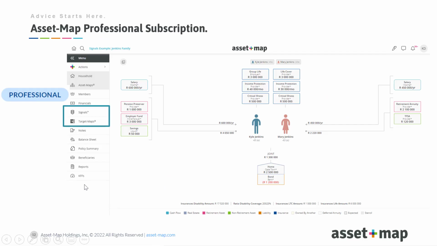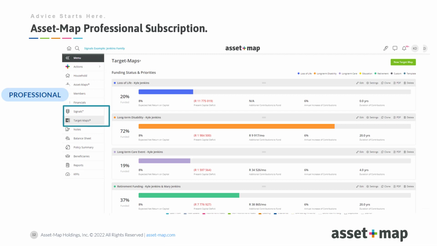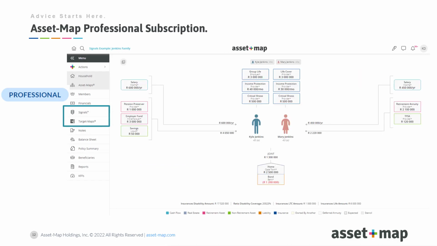Just to talk through who has access to Signals. Signals is part of our Asset Map Professional offering. So that's where you have access to Asset Map like you're seeing now. You'll also have Signals where you can see across these different events, as well as target maps where you can run these different maps to see how on track a client is across these different events and what they can do differently. Some of you on the call may be on an Asset Map Essentials subscription, which is the Asset Map section, but doesn't include Signals and target maps. That's typically if you're using it in conjunction with other models.